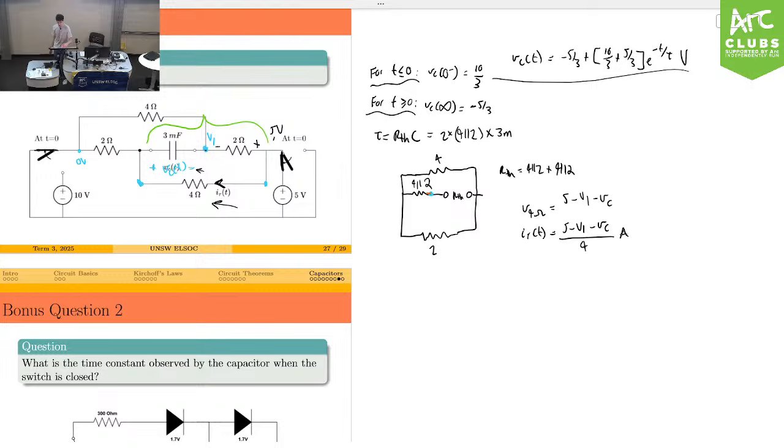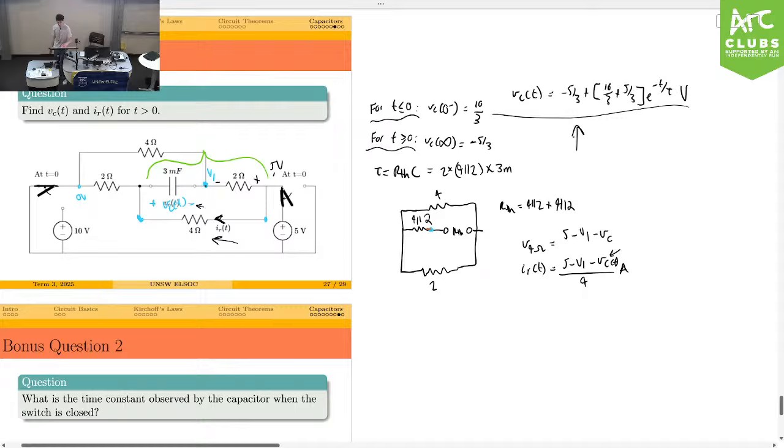Is that clear-ish? Now, what's good is that we know what VC is. I'm not going to plug it in because it's not really big. But we don't know what V1 is, so we have to find what V1 is. As soon as we know what V1 is, we get IR for free. Well, not for free, we already did the work, but the answer just pops out.